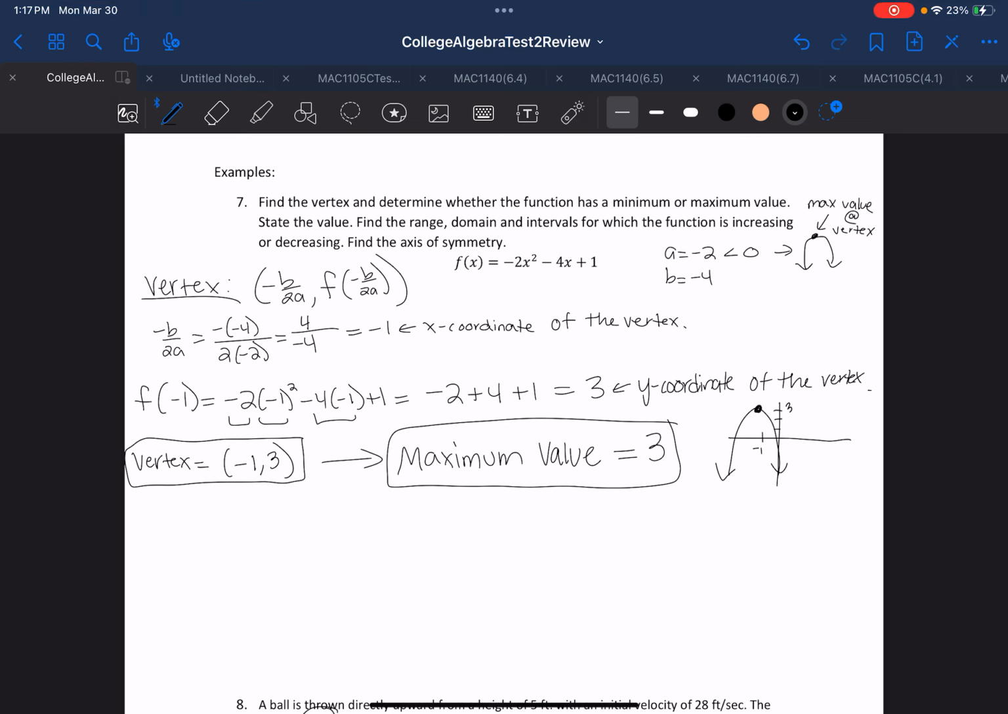So therefore, I can determine my range. The range would be from negative infinity up until positive 3, which is the y-coordinate of my vertex. And that would have a bracket because it's included on that function. Of course, the domain is all real numbers, or negative infinity to infinity.